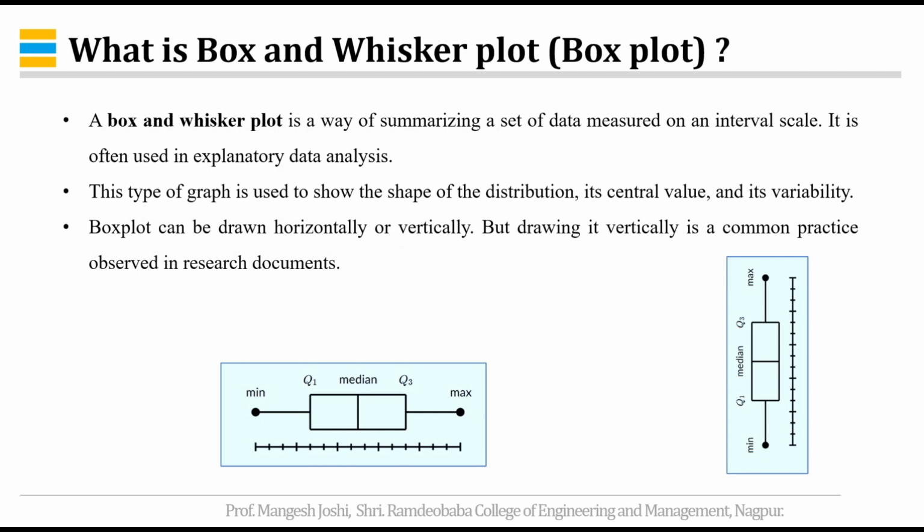Now what is a box plot? A box and whisker plot is a way of summarizing a set of data measured on an interval scale. It is often used in exploratory data analysis. This type of graph is used to show the shape of the distribution, its central value, and its variability. It shows the skewness, which is nothing but the shape of the distribution, its central value, that is the median, and its variability, that is the spread.